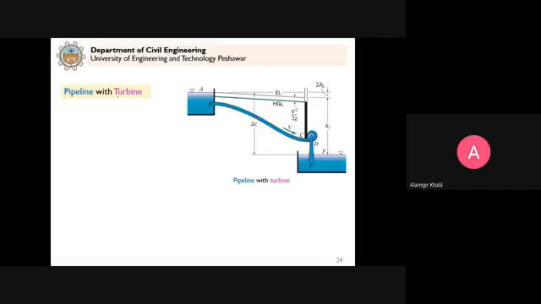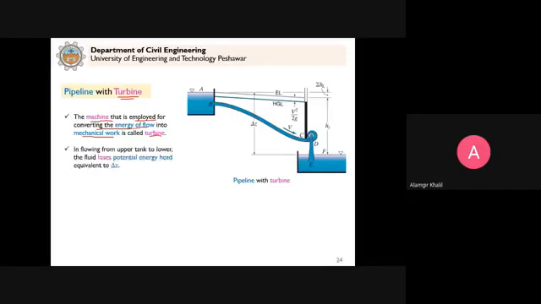And instead of a pump, if we have a turbine, as you already know, the turbine is a machine that is employed for converting energy of flow into mechanical work. So it means that the pump adds energy, the turbine takes away energy from the flowing fluid. Clear? So the fluid flowing from the upper tank to the lower level loses potential energy delta Z, because now the fluid is coming from this upper level to this lower level. So what is happening is that the fluid loses this delta Z.